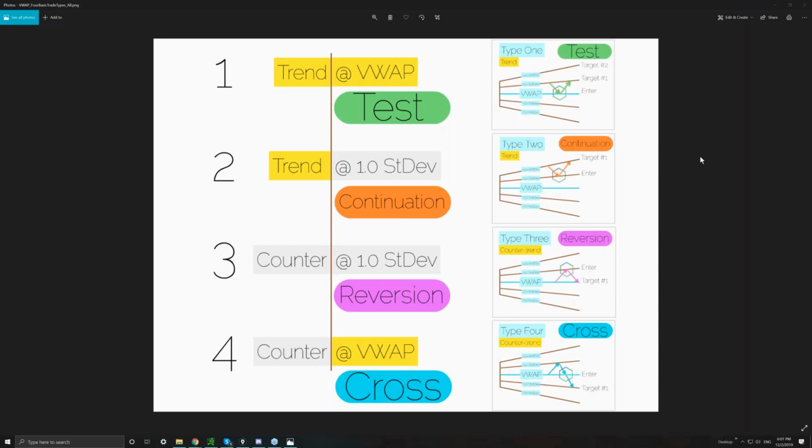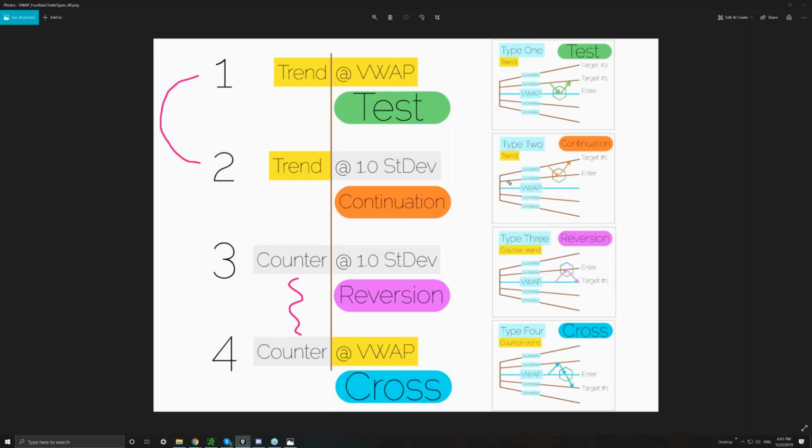The first thing I want you guys to notice about the four primary trade types is that type 1 and 2 are both of the trend variety. Trade type 3 and 4 are of the counter trend variety. So trade type 1 and 2 go together. Trade types 3 and 4 go together as well.